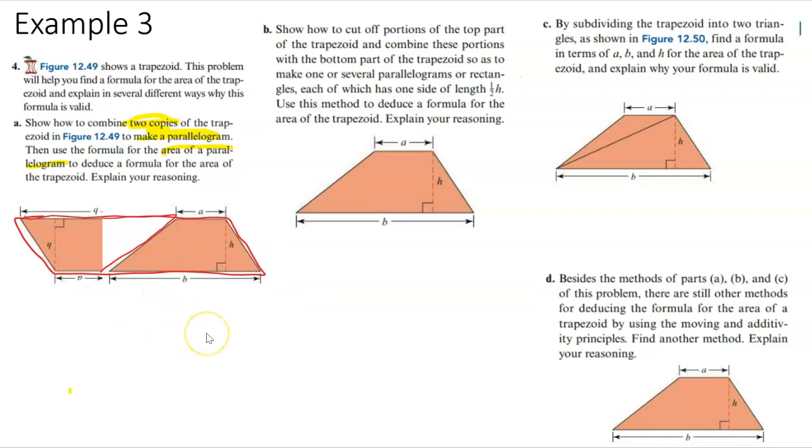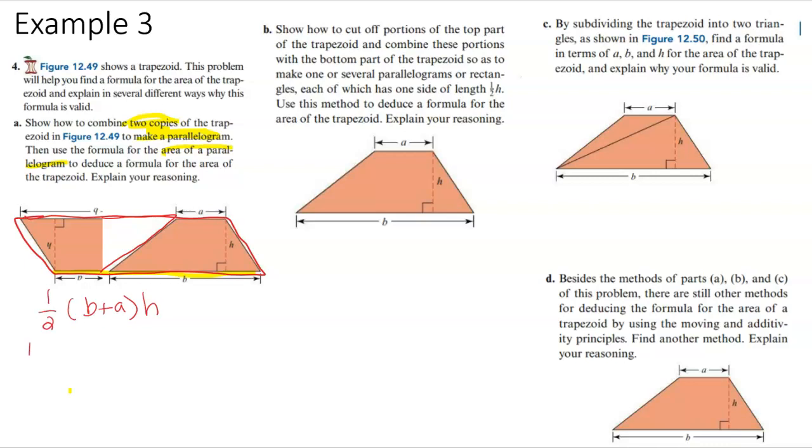Now we've got two copies of the trapezoid, like they said, and we built a parallelogram. When we look at this parallelogram, the area of a parallelogram is base times height. The base of this is a plus b, or b plus a, however you want it. And the height of this parallelogram is h. Now, that is the area of this parallelogram, but what about the trapezoid? These are two trapezoids, so we want just half of this. And that is the formula of the trapezoid.